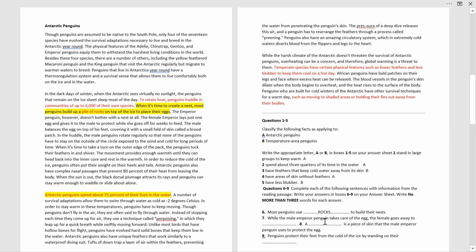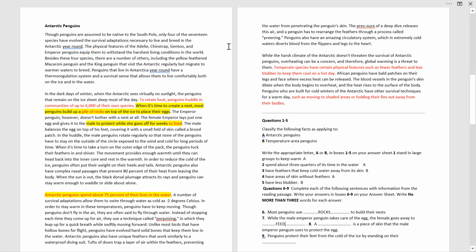Now, while the male emperor penguin takes care of the egg, the female goes away to dash. So the male protects while she goes for weeks to feed. You get that? So what does the female go away to? She goes away to feed. That is the answer here.